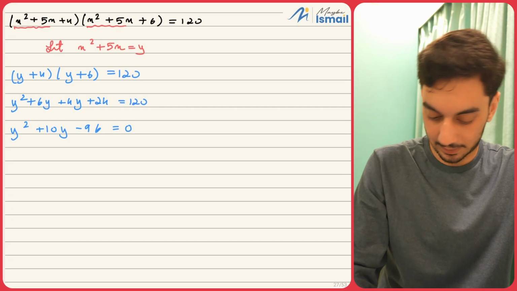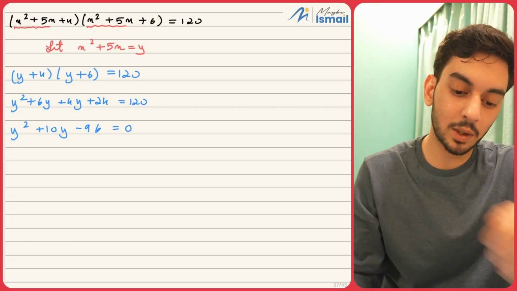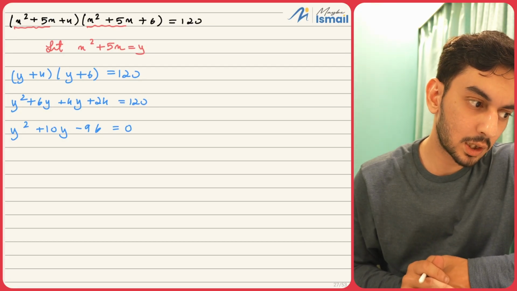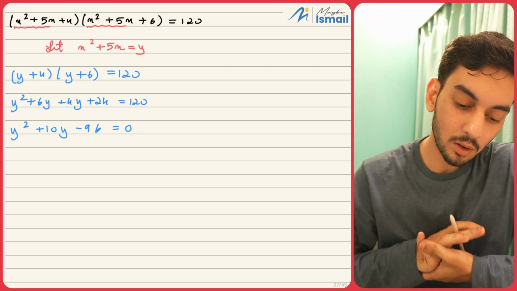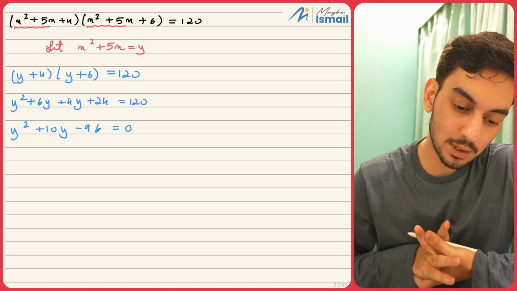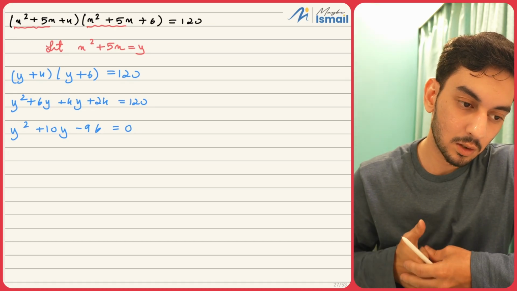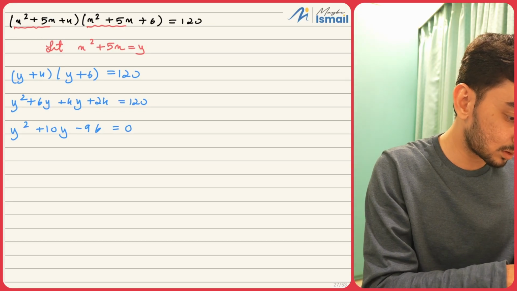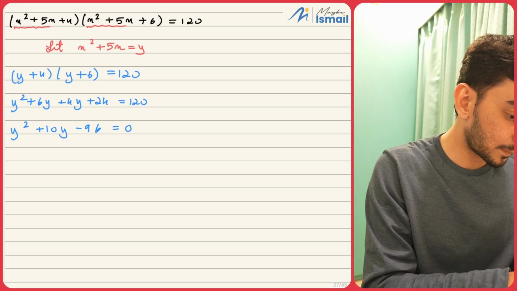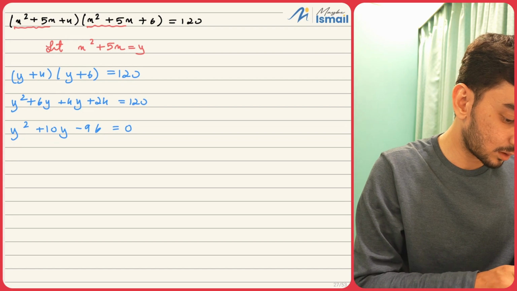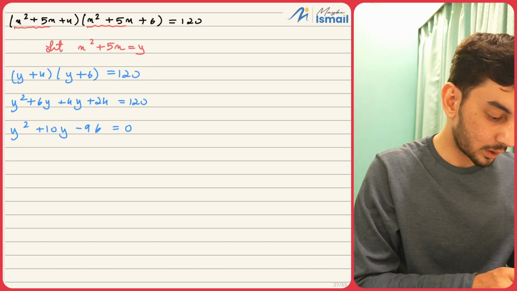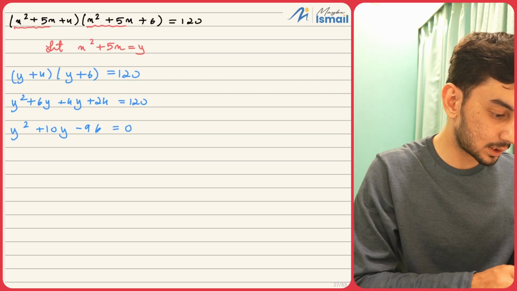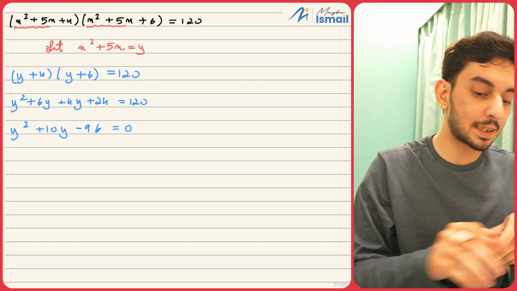Negative 96. Let me think of two numbers that give me negative 96. 12 times 8 is 96. Okay. We need to solve this equation. Okay, let me just do it on the calculator. I'm not able to think about it. Okay, so it is 1, 10 and negative 96. Okay, so it is 6 and 16.